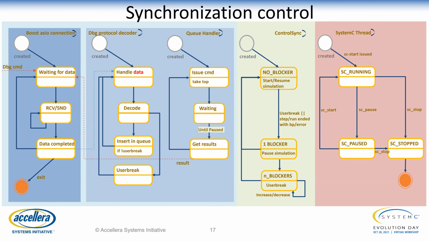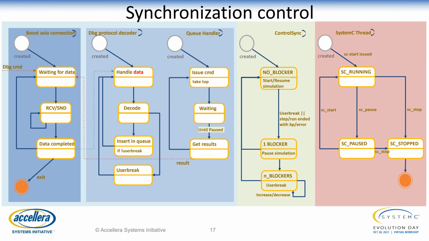So if we look at the different state machines from the boost connection, the protocol decoders, queue handlers, control sync, and the SystemC thread. So we go over them one by one. On the left side, we see that there's a debug command coming in from the boost ASIO connection. So that one will basically forward it to the protocol decoder. That one will decode the command, insert it in the queue.